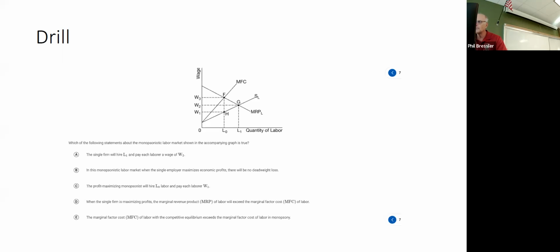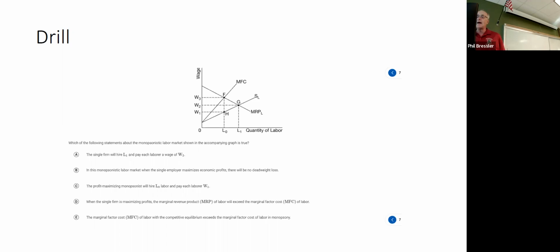Okay. All right, so the profit maximizer in all the labor markets is MFC equals MRP, which is at point F. If I take that down, I've got LO. At point F, I'm not going to use wage 3 because I'm a monopsony. I'm going to go on down to the supply curve at wage 1. So it's wage 1 and LO, which is C.